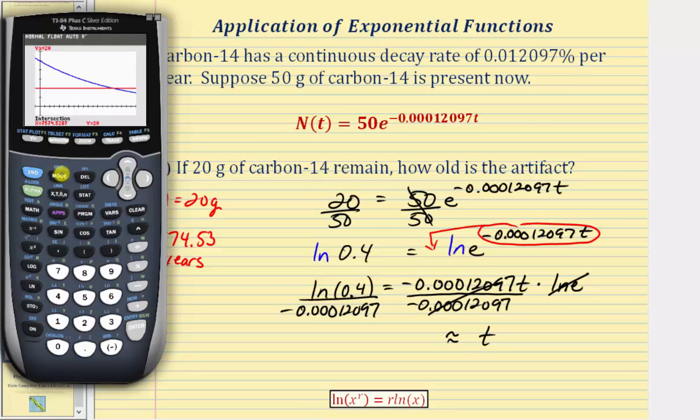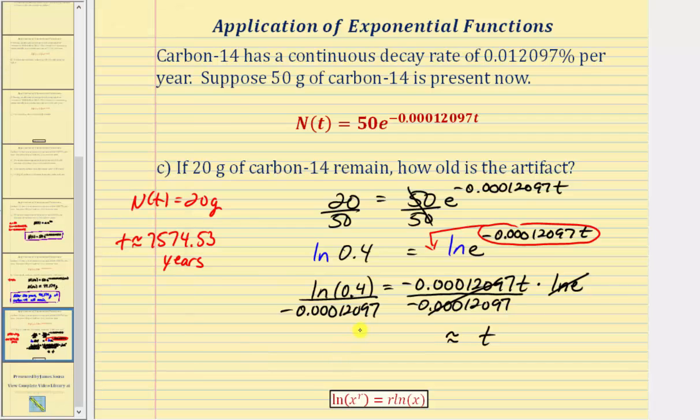So back to the home screen, and we'll press natural log 0.4 divided by negative 0.000120097, enter, and of course we get the same answer that we did graphically, approximately 7,574.53. Again, this would be years.